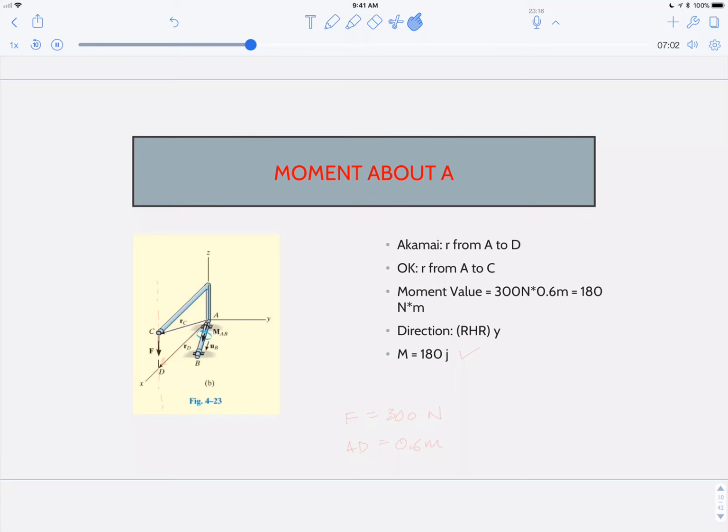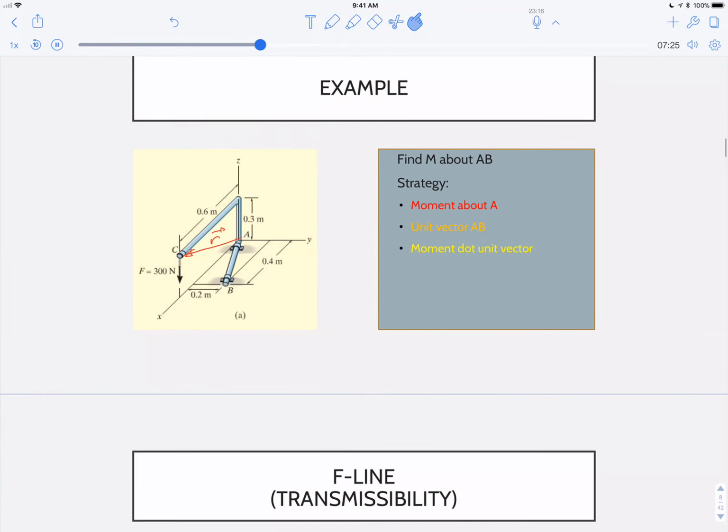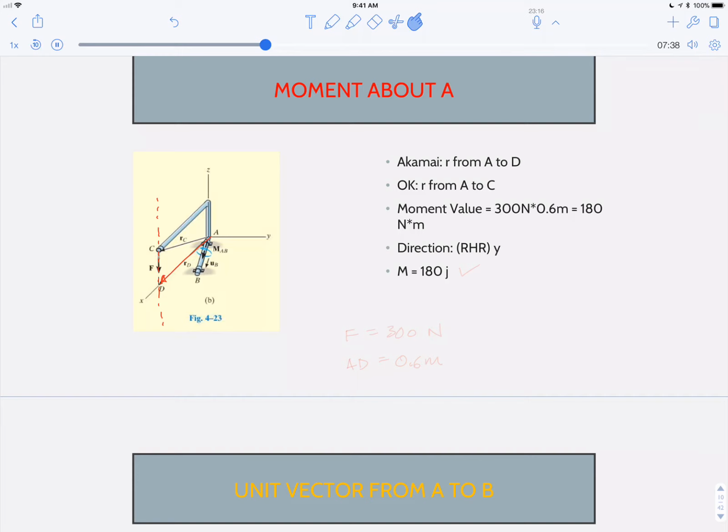We could take R from A to C, but the smart, or akamai in Japanese, way to do it is take the R from A to D, because of this transmissibility, F goes through point D. The moment value then is the force F, which was 300 newtons, times the distance, 0.6 meters, so 180 newton meters. And the direction by the right-hand rule is in the y direction. So instead of using R cross F, we can immediately get M is 180J. Again, F was 300 newtons, and the distance from A to D was 0.6 meters in the original picture.